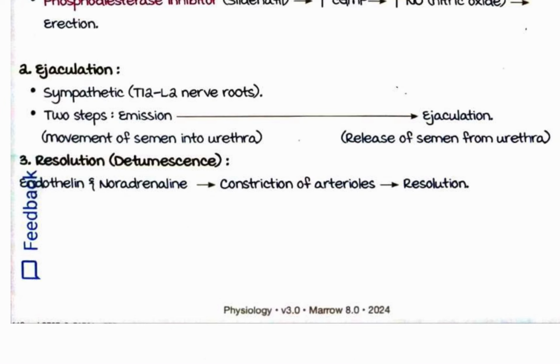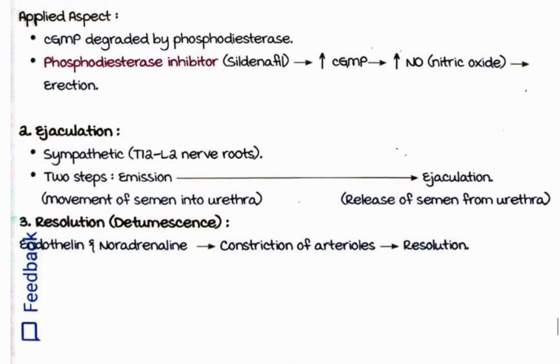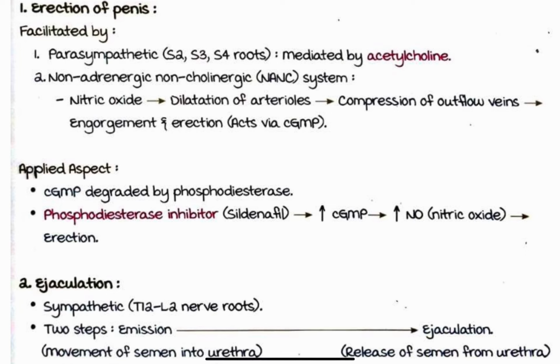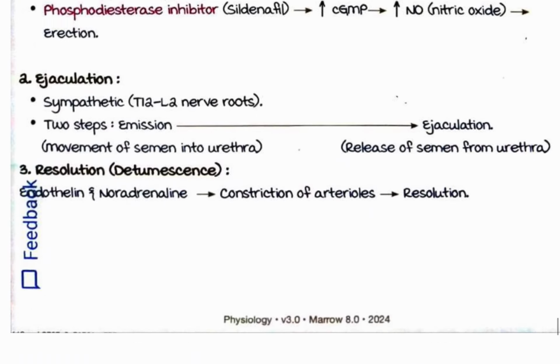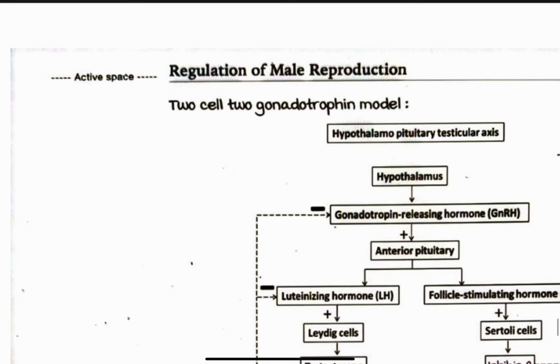Ejaculation: sympathetic T12 to L2, nerve roots thoracic 12 to lumbar 1 and lumbar 2. Two steps: emission, movement of semen into the urethra, and then ejaculation, release of semen from the urethra. Resolution, detumescence: endothelin and noradrenaline cause constriction of arterioles, causing resolution. Erection is dilatation of arterioles and compression of outflow veins; here is constriction of arterioles.